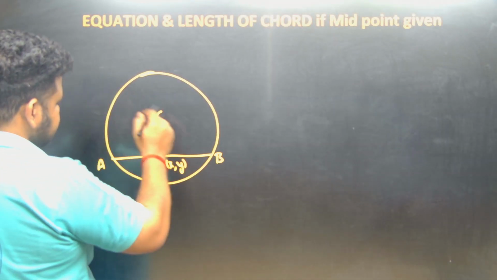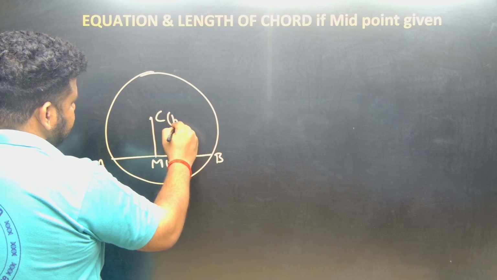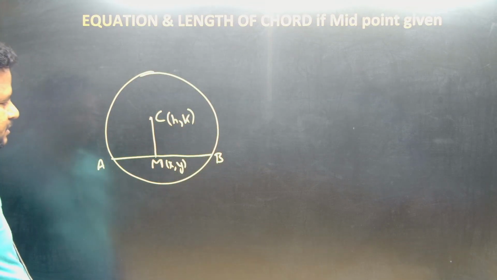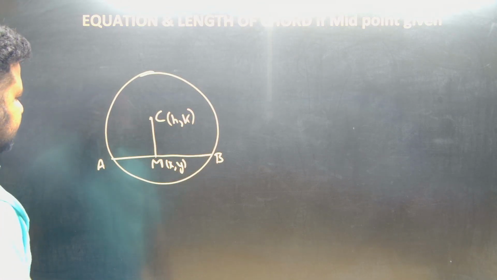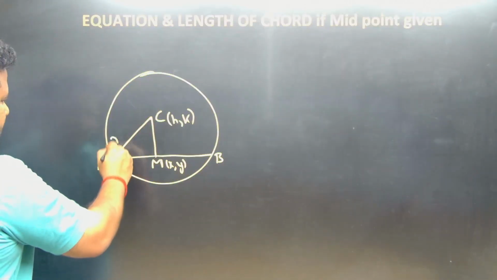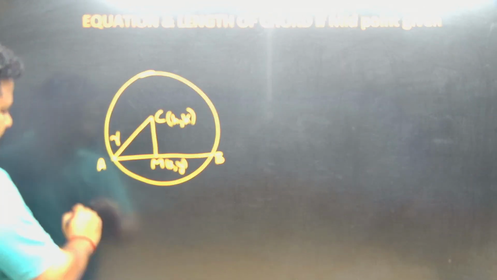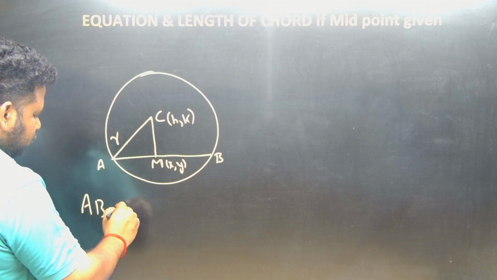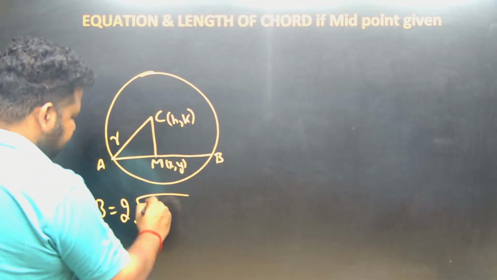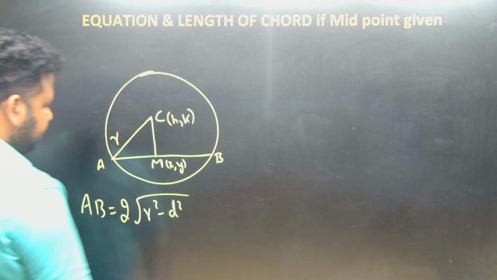Center is given, let us take it as h comma k. So here, if you want to find the length of the chord, this is R. Here length of the chord AB is equal to 2 times square root of R square minus D square. Yes or no? Square root of R square minus D square.